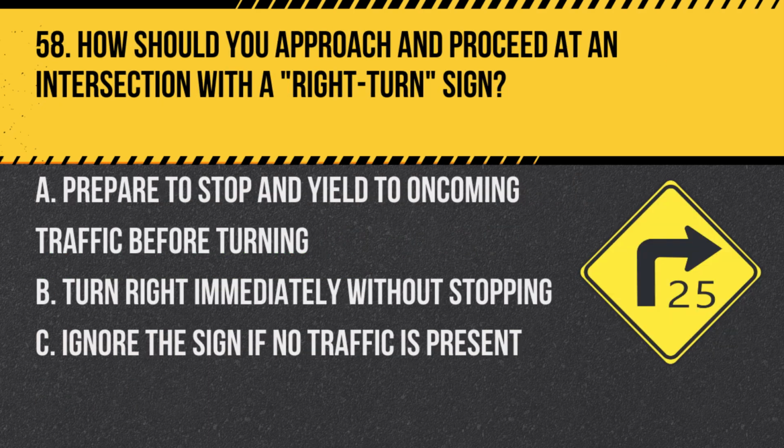Question 58. How should you approach and proceed at an intersection with a right turn sign? A. Prepare to stop and yield to oncoming traffic before turning. B. Turn right immediately without stopping. C. Ignore the sign if no traffic is present. Answer: A. Prepare to stop and yield to oncoming traffic before turning. Ensure it's safe to make the right turn.